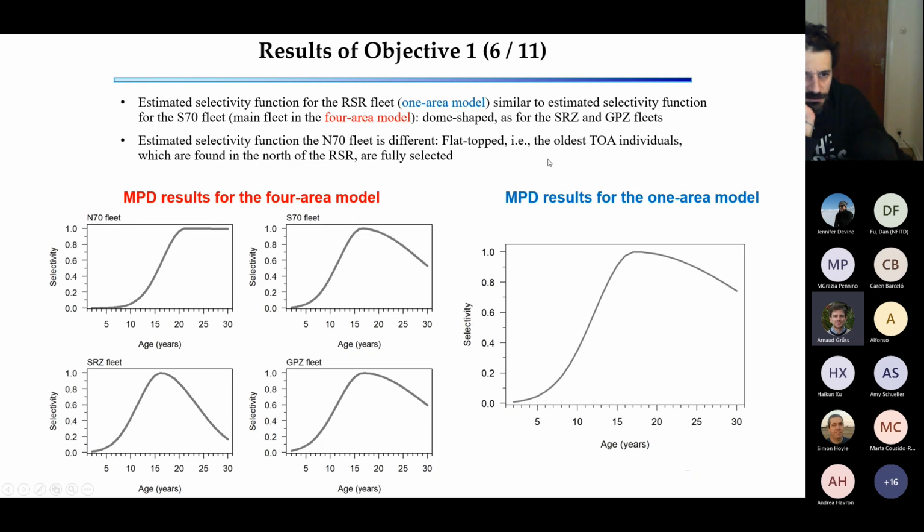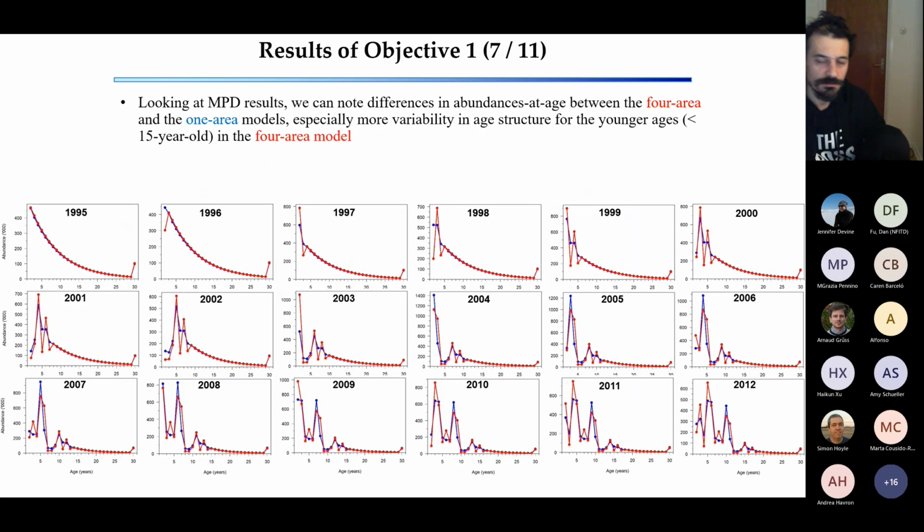And this reflects the fact that the oldest Antarctic toothfish in the Ross Sea region are found in the north of the Ross Sea, and those are fully selected by the N70 fleet. So next, we looked at the results in terms of abundance at age.